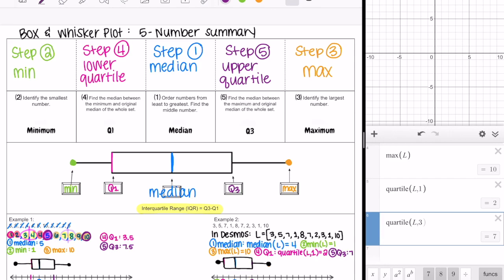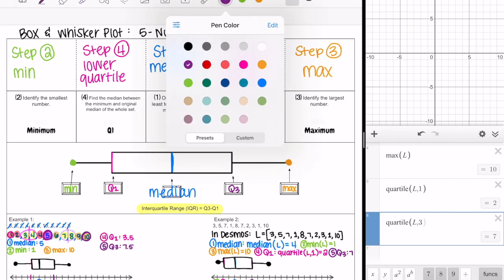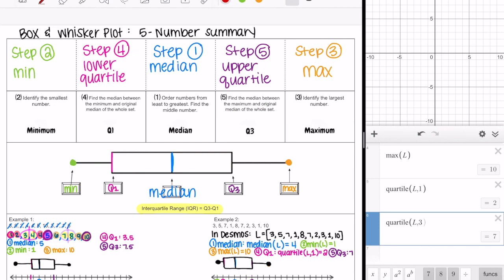Well, it would be 25. So when we're talking about percentages, each piece, or between each piece of the box and whisker plot, is 25% of the data.